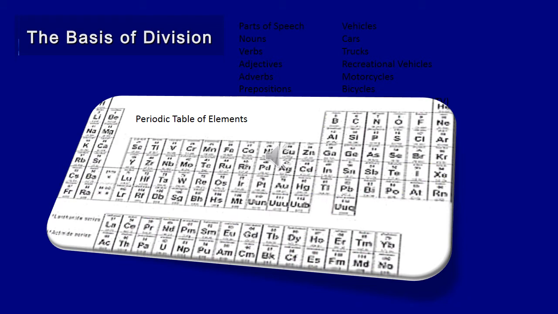The next few slides, we're going to show you some very familiar classifications. One would be the periodic table of elements. Each element is categorized by its atomic weight and listed with similar elements of similar atomic weight and properties. We're all familiar pretty much with the periodic table of elements that we use when we study chemistry.